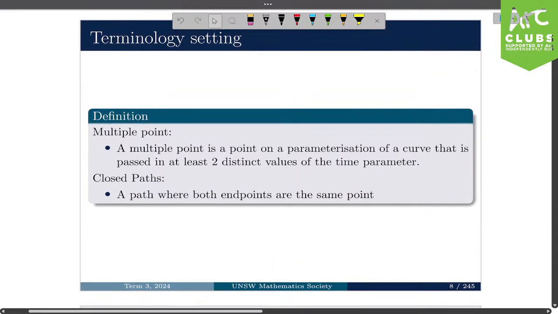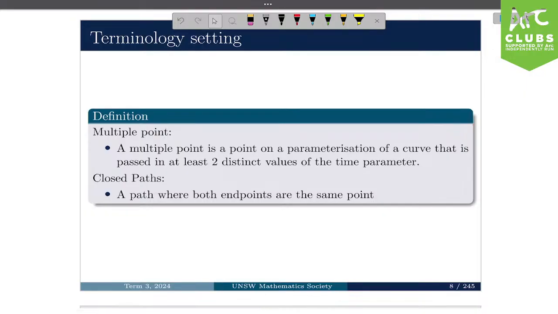Okay, some more things to note. A multiple point is a point on the parameterization of a curve that is passed in at least two distinct values of the time parameter. And a closed path, as mentioned earlier, is just where both endpoints are equal to the same point.